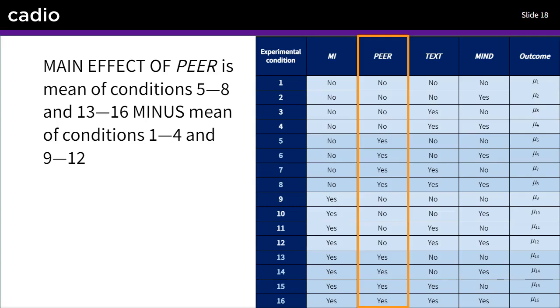Notice that this estimate of the main effect of the peer mentoring factor is based on all of the experimental conditions and, by extension, all of the participants. It's based on the same participants that were used to estimate the main effect of motivational interviewing. They're just rearranged. Some of the participants who were in the no level of motivational interviewing are in the yes level of peer mentoring, and vice versa.